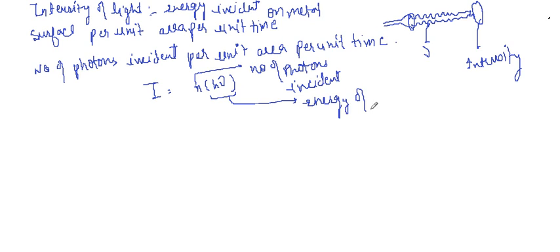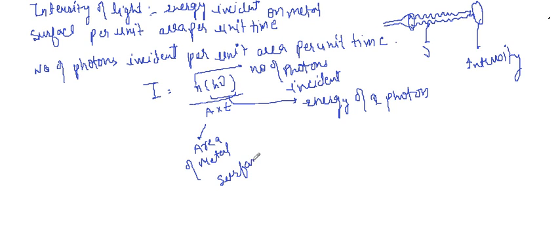Energy of one photon divided by, in the denominator, area multiplied by time. So this is area of metal surface, and t represents time. N is the number of photons, h nu is the energy of photon. So N into h nu is total energy incident by photons per unit area per unit time.